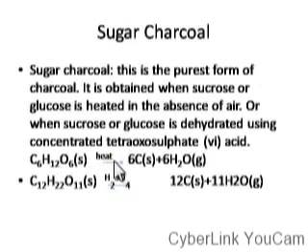When heated in the absence of air, it will form carbon, six atoms of carbon with 6 molecules of water. If the same glucose is treated with concentrated tetraoxosulfate acid, the same result will also be obtained. This is the formula of sucrose. When treated with concentrated tetraoxosulfate acid or heated in the absence of air, it will give 12 molecules of carbon and 11 molecules of water vapor.